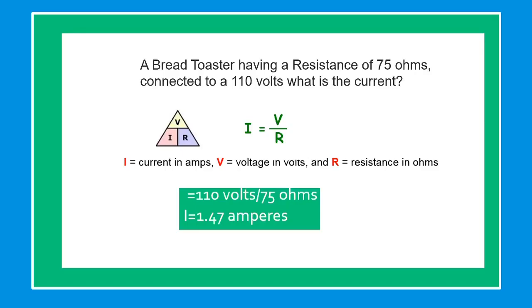In our example in problem solving, a bread toaster having a resistance of 75 ohms is connected to 110 volts. What is the current? By using Ohm's law, I equals current in amps, V equals voltage in volts, and R equals resistance in ohms. Our voltage is 110 volts divided by 75 ohms. Our current is 1.47 amperes.